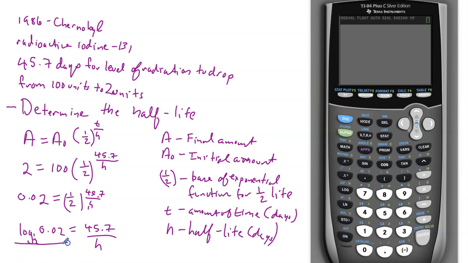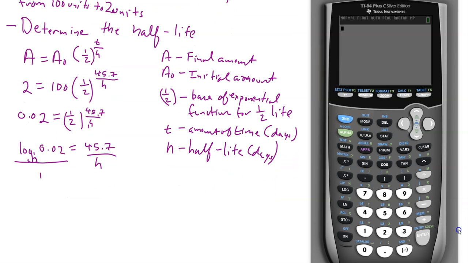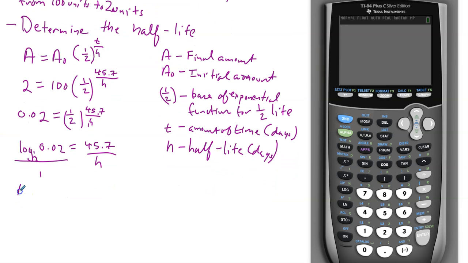Now, if we look at this, we could cross multiply. So, hang on, I'm just going to drag this down a bit. So we have H times the log base 1/2 of 0.02. So this times this is 1, so we don't need the 1. It's 45.7. And the thing we want, the h, will be the 45.7 divided by the log base 1/2 of 0.02.